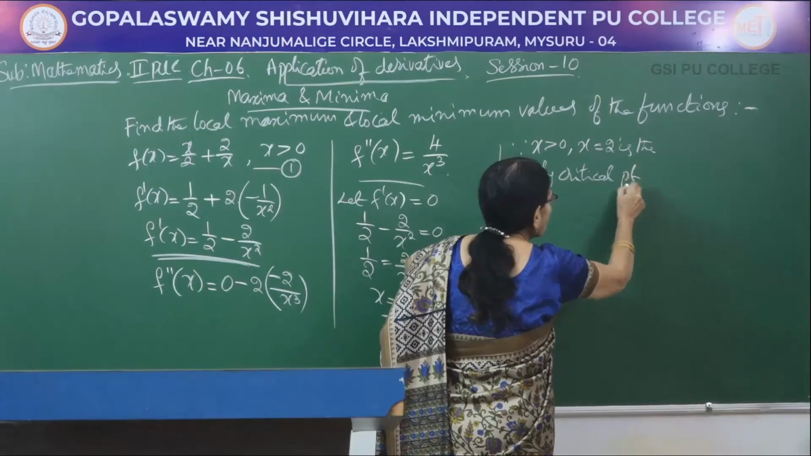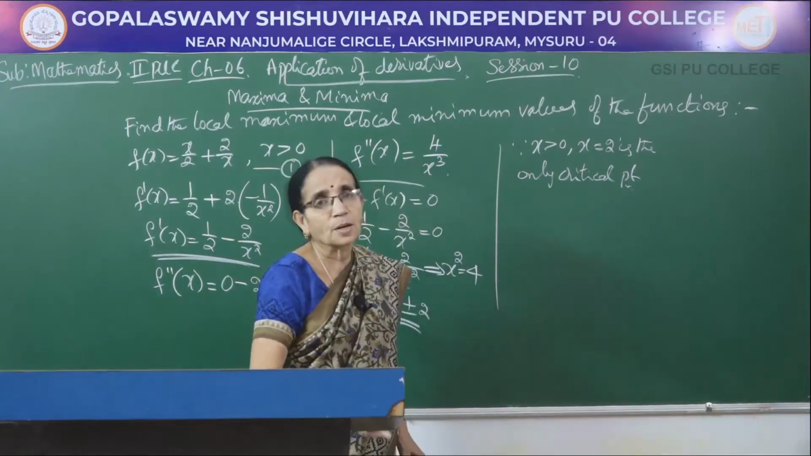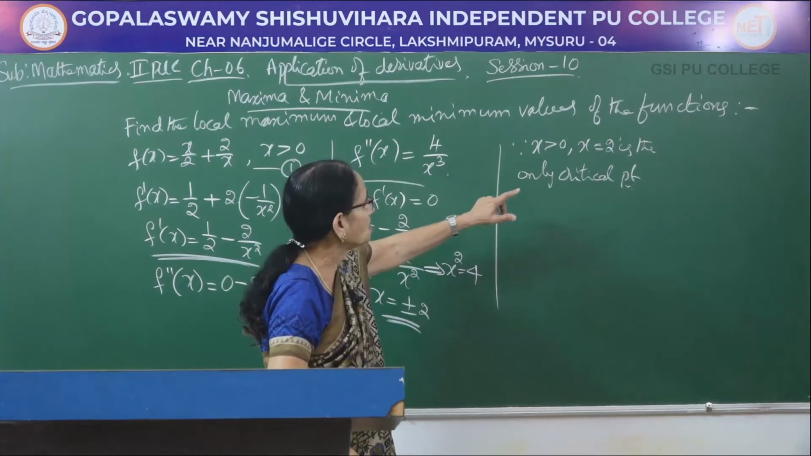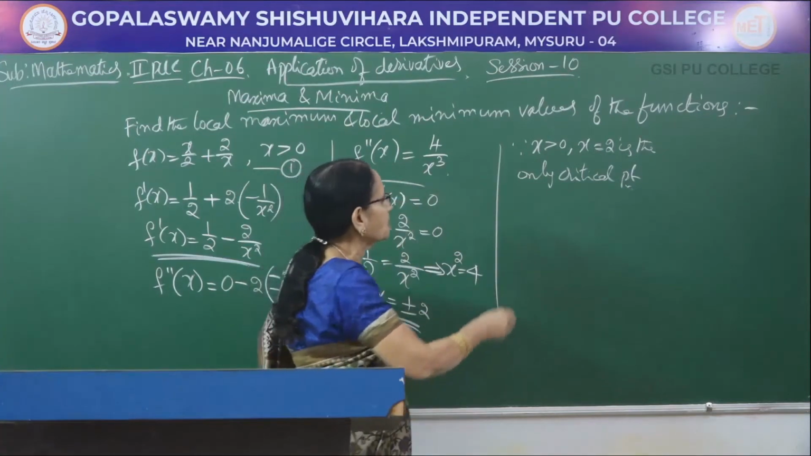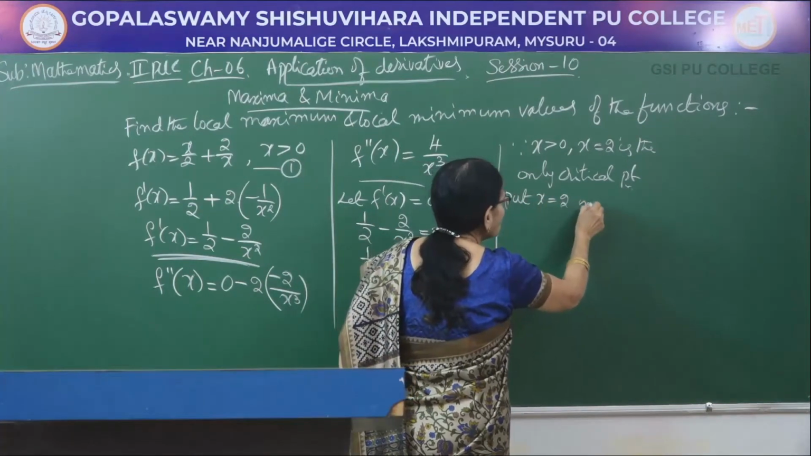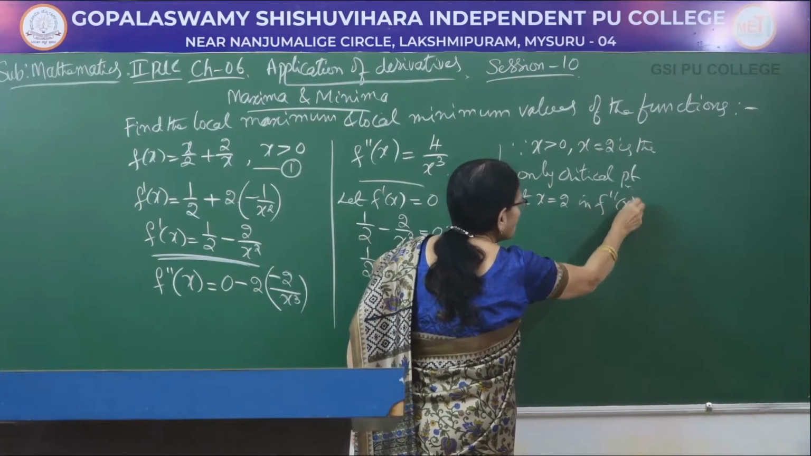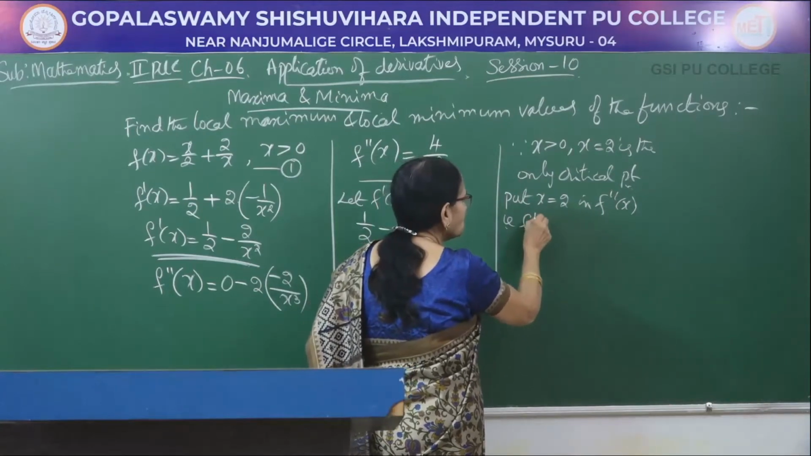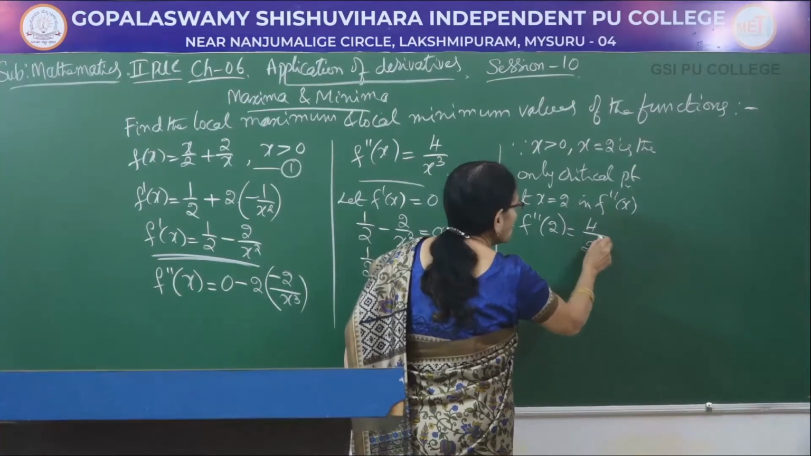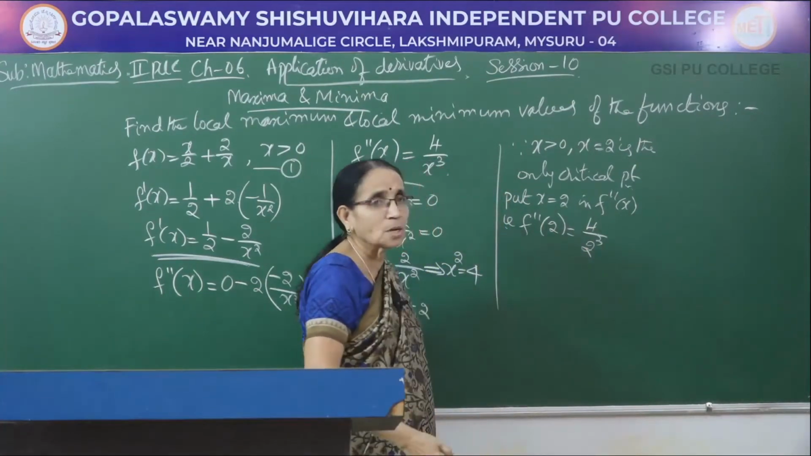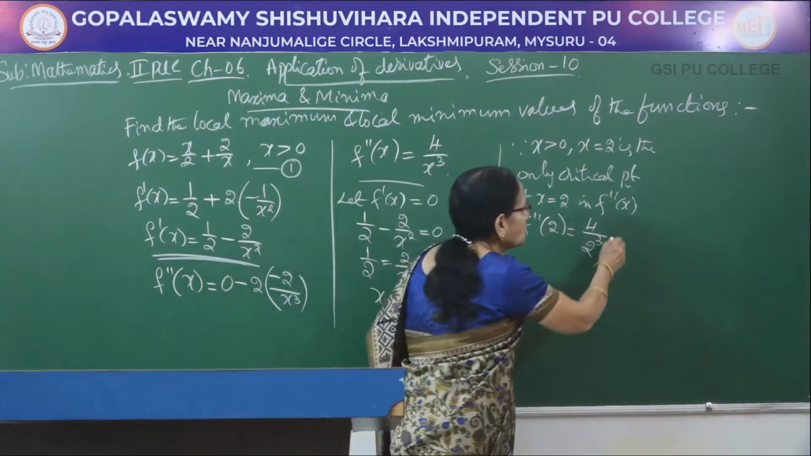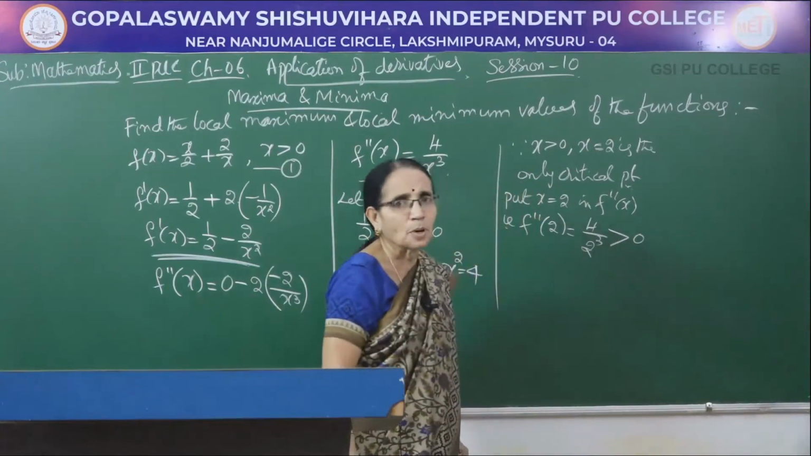Now, at this point, we want to know how does the function behave. Will it be a maximum point or a minimum point? For that, substitute this value in the second derivative. Put x is equal to 2 in f double dash x. That is f double dash 2 would be equal to 4 divided by 2 cube. I already told you there is no need to find the exact value, we are interested only in the sign. Since both of them are positive, the quotient is also a positive number.